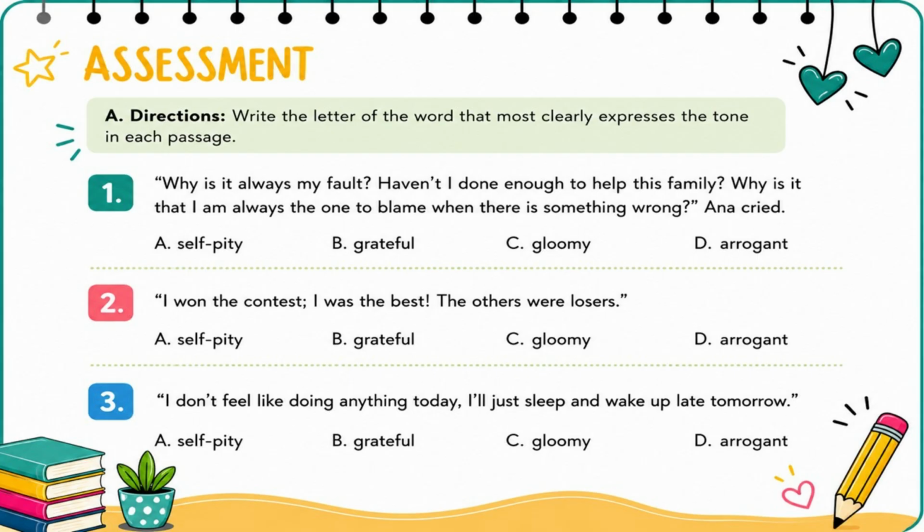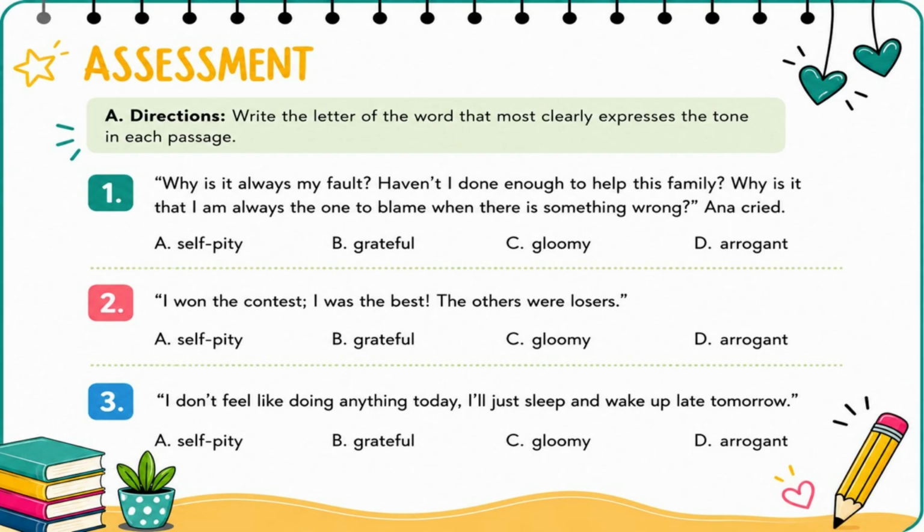Assessment. Directions. Write the letter of the word that most clearly expresses the tone in each passage. Are you ready? Let's begin. Number 1. Why is it always my fault? Haven't I done enough to help this family? Why is it that I'm always the one to blame when there is something wrong? Anna cried. A. Self-pity. B. Grateful. C. Gloomy. D. Arrogant.